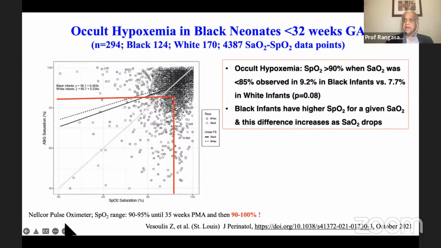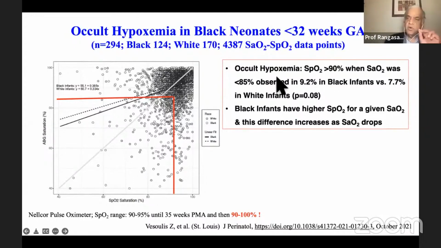This is another recent paper looking at whether oxygen saturation works the same way in all babies. It's an elegant study from St. Louis. They looked at occult hypoxemia in Black, African-American neonates compared to white neonates. These are all babies less than 32 weeks gestational age, 124 dark-skinned babies and 170 light-skinned, white babies, nearly 4,400 saturation to SpO2 samples. And they showed occult hypoxemia.